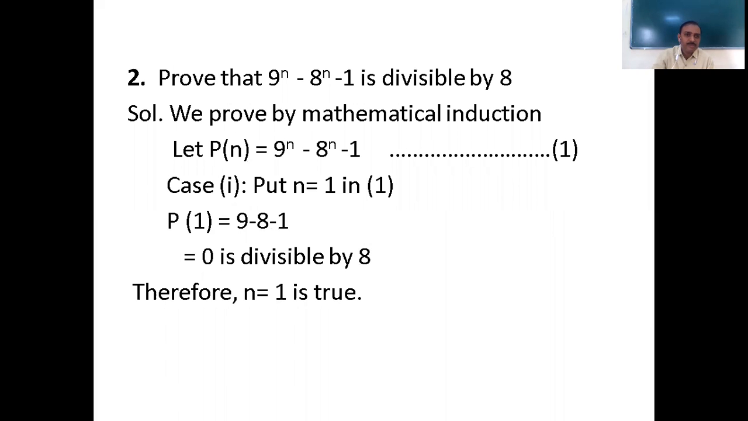Let us see example number 2. Prove that 9 raised to n minus 8 raised to n minus 1 is divisible by 8. We have to prove this example by mathematical induction. So let P of n equal 9 raised to n minus 8 raised to n minus 1. This is equation 1. Now, first we put n equal to 1 in equation 1. We get 9 minus 8 minus 1 equal to 0. So 0 is divisible by 8. Therefore, n equal to 1 is true.